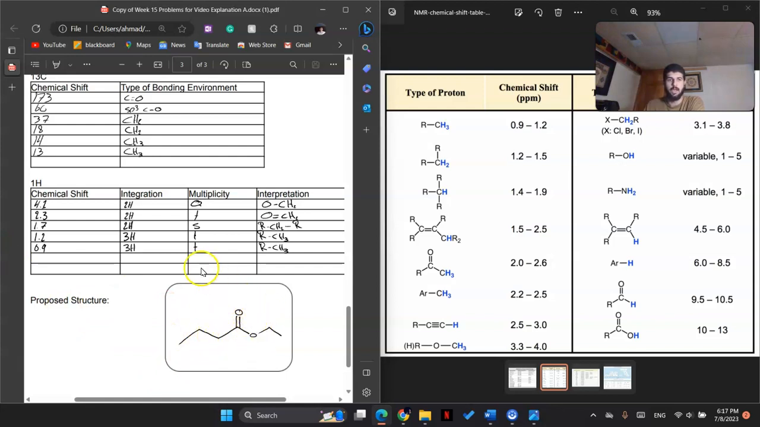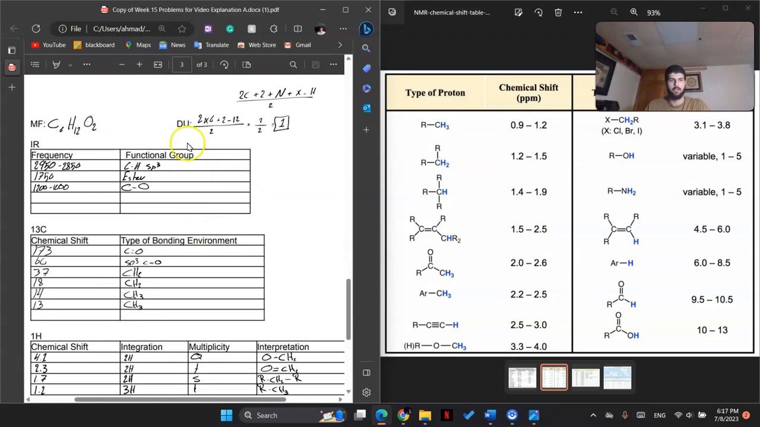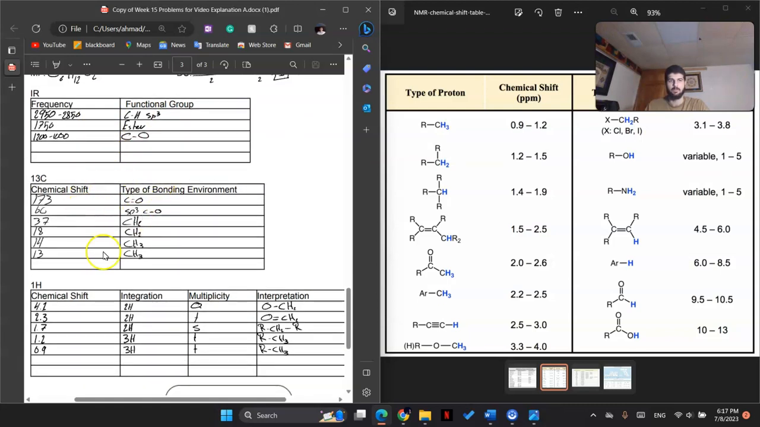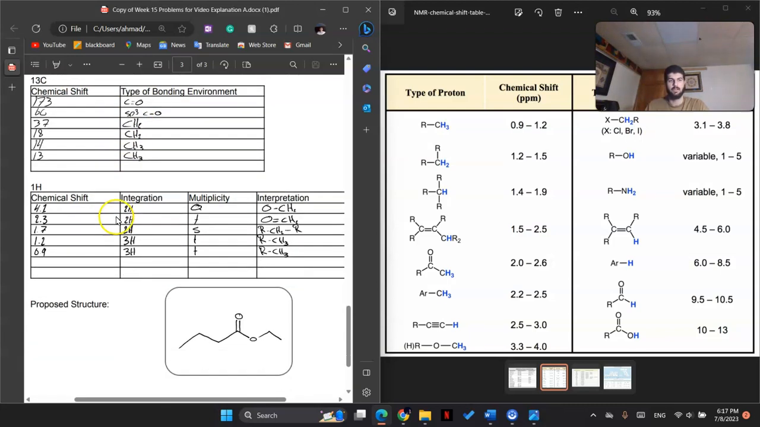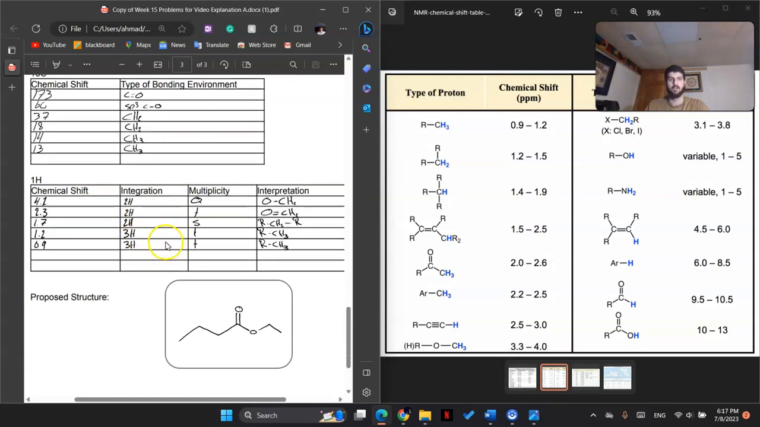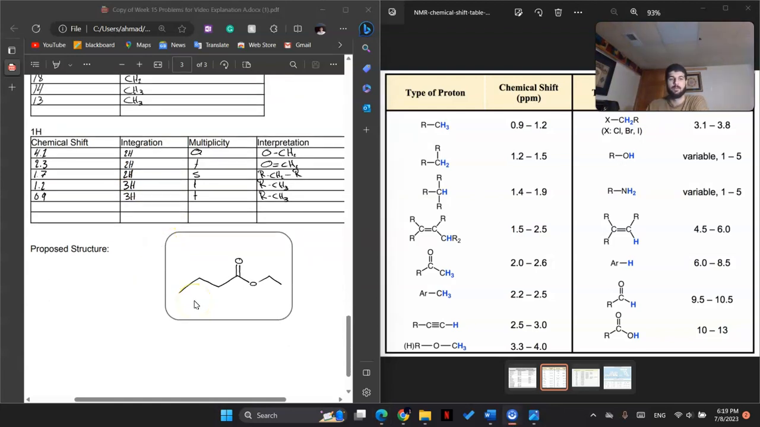As we see, we do have an ester in the final structure, which further justifies and proves the information that I've gathered from the IR spectra and the chemical shifts from the 13C NMR and finally the HNMR. And I believe the name of it would be ethyl butyrate.